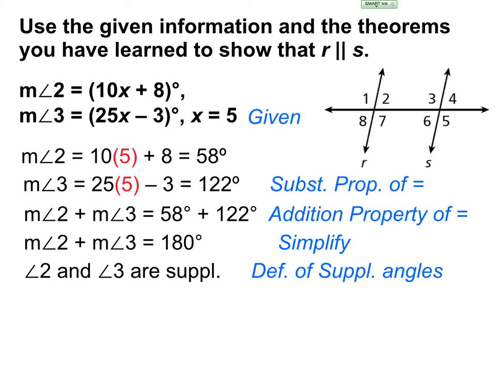Angle 2 and angle 3 are supplementary. I abbreviated there. Definition of supplementary angles. Why do we have to have that? Well, if you look at the picture, aren't angles 2 and 3 same side interior angles? And the converse we're working on says if the same side interior angles are supplementary, then the lines are parallel, so we had to say supplementary. So now we did. What's our next line?